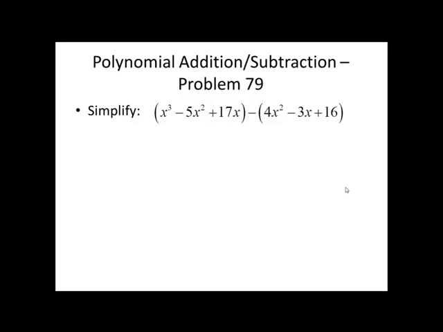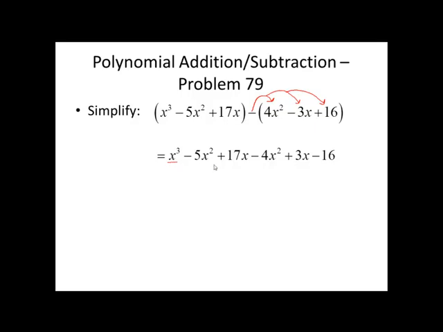The next group of problems involve adding or subtracting polynomials. I've chosen a difference here. When we subtract a polynomial, the first step is to distribute that negative sign through to each term in the second polynomial. This is going to become a negative 4x squared, a positive 3x, and a negative 16. Once we've changed all those signs, we can go ahead and combine like terms.